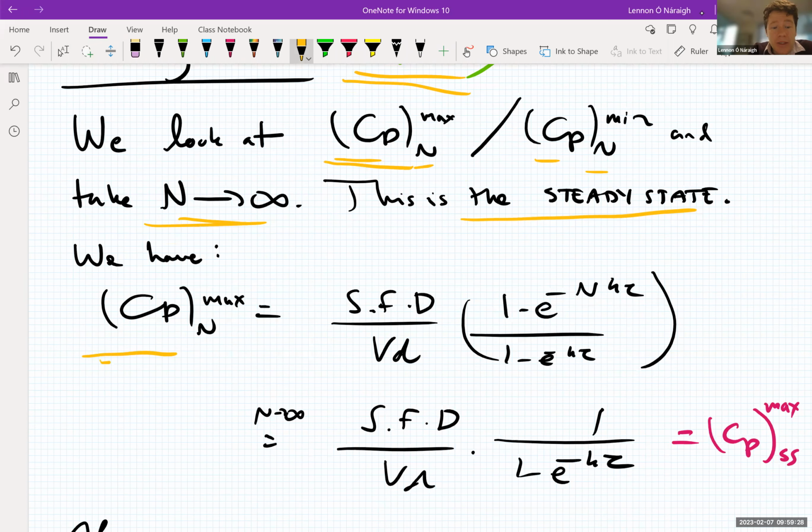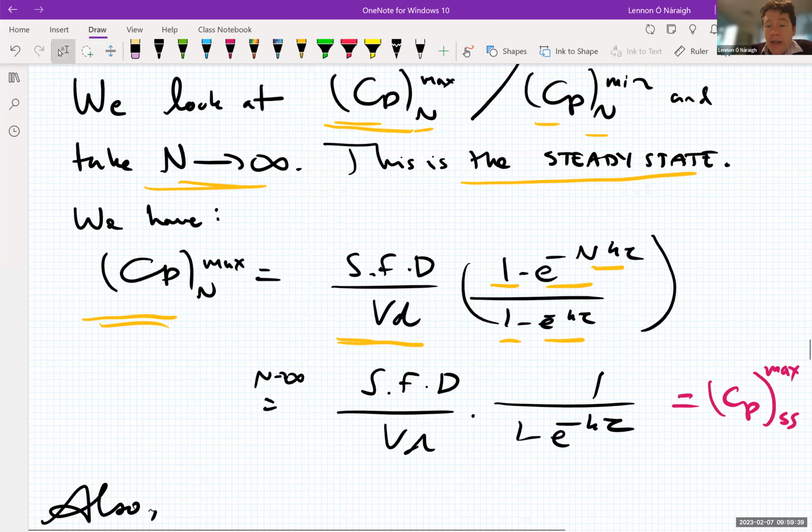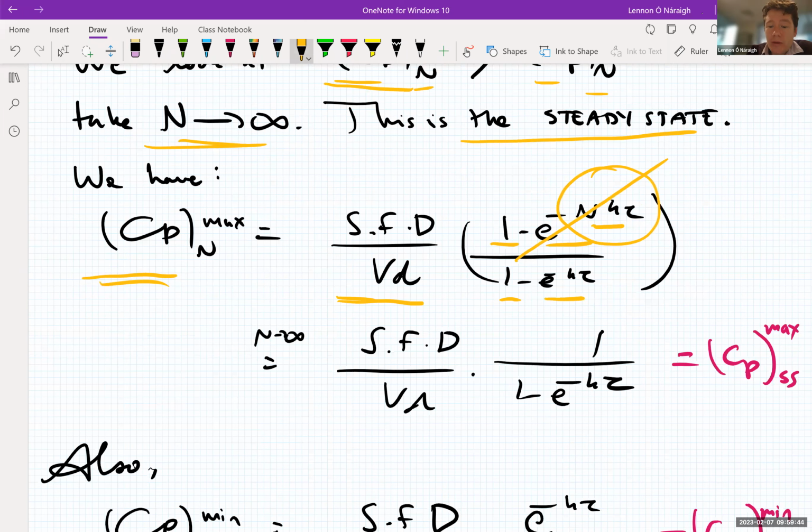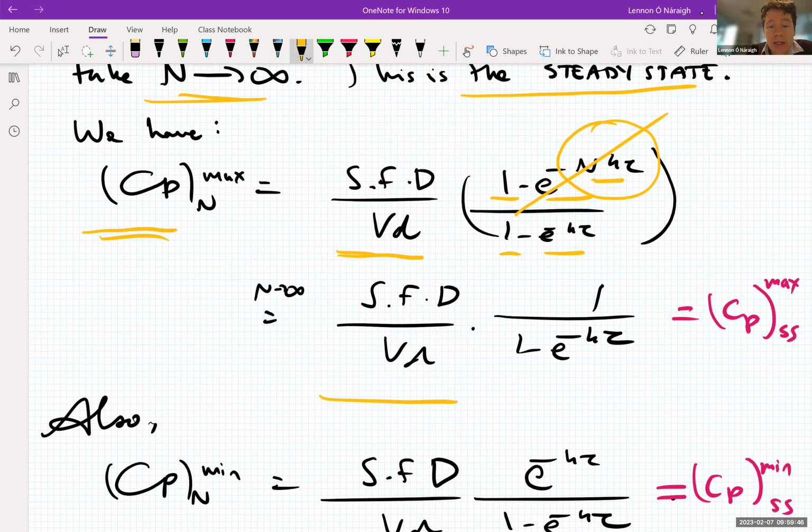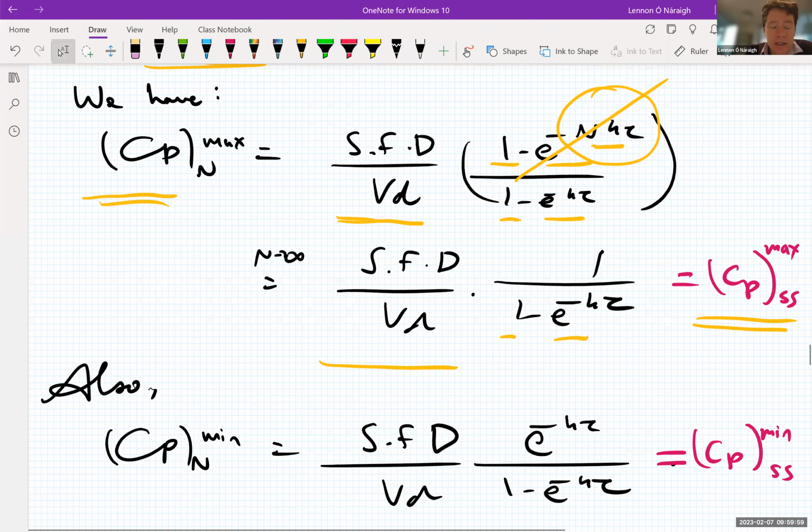So we just take the limit, CP,n max, and the formula, reading back, is SFD over VD, (1 minus e to the minus nk tau) over (1 minus e to the minus k tau). And I just take the limit as big N goes to infinity, so this exponential goes to 0. And so the CP max n goes to SFD over VD, 1 over 1 minus e to the minus k tau. So no n's, the n's have gone to infinity. And I identify this with the maximum plasma concentration in the steady state.